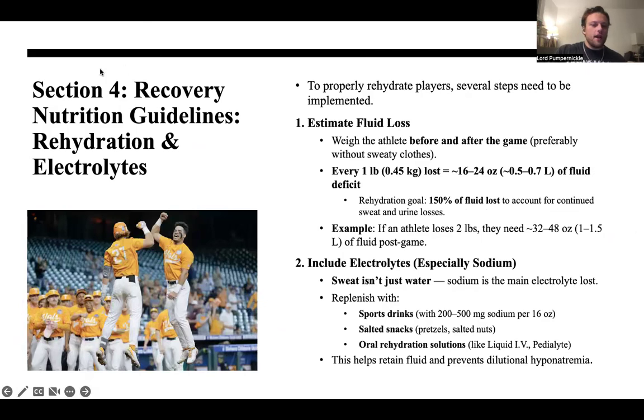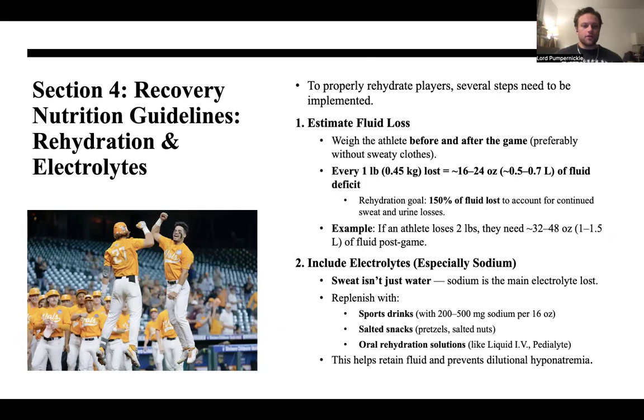For rehydration and electrolytes, in order to properly rehydrate players, several steps need to be implemented. First, you need to estimate your fluid loss. Weigh the athlete before and after the game. So for every pound lost, 16 to 24 ounces of fluid is needed. You want to rehydrate more than 100%, up to 150% of fluid loss to account for continued sweat and urine losses. For example, if an athlete loses 2 pounds, they need 32 to 48 ounces of fluid post-game.